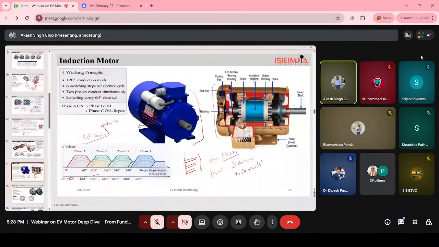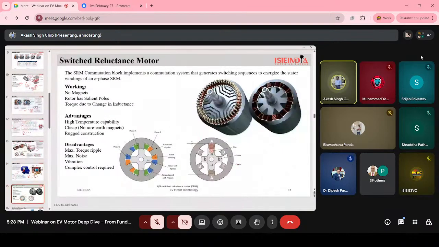Okay, then let's now discuss the switched reluctance motor. This motor is very different from the permanent magnet synchronous motor and the induction motor. It does not use permanent magnets. You can see the images here, how this motor looks like. We don't have magnets here. It is totally made up of iron.